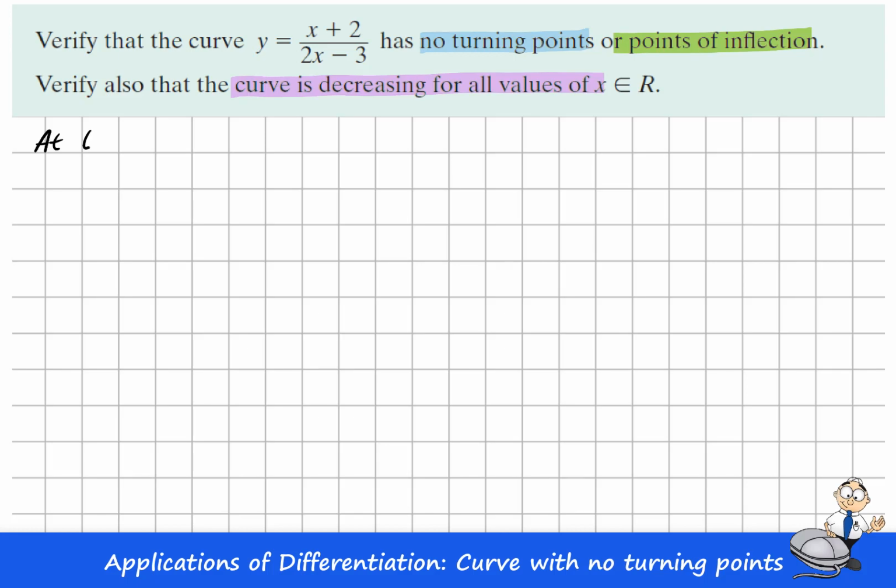At the turning point, we know that dy dx, the slope function, would be equal to 0. So if it had no turning points, it means that dy dx could never be equal to 0. So dy dx is not equal to 0.